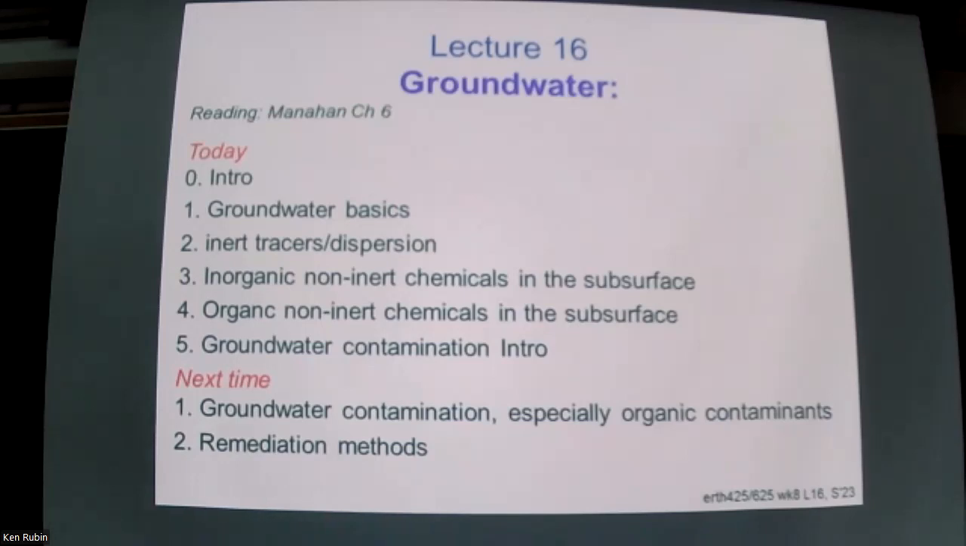And we'll think about sort of three categories, what we call inert tracers, chemicals that don't interact with the subsurface, and they disperse in a way that tells us something about flow patterns and other properties of flow in the subsurface. Then we'll look at chemicals that interact with the subsurface that are inorganic. We'll talk about organic ones. Then I'm going to give you kind of an intro into organic contamination, which will then be the primary topic of next time, where we'll talk a lot about organic contamination as well as remediation.